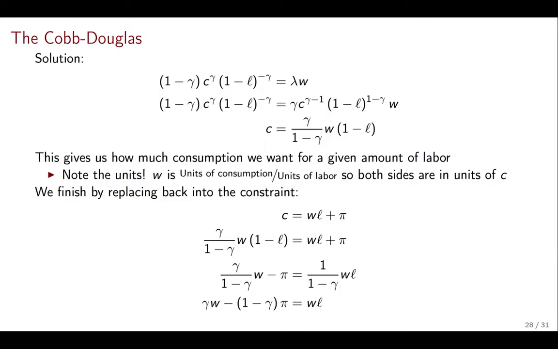Then we can finish up by replacing back the constraint. So we know that consumption, which we now can express in terms of W and L, is equal to our income. And then by replacing back, we can actually get a result for how much labor income we want.